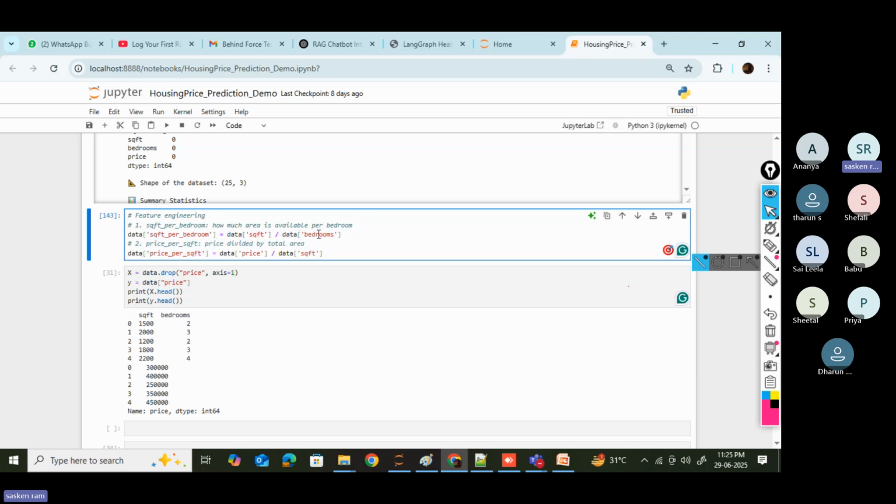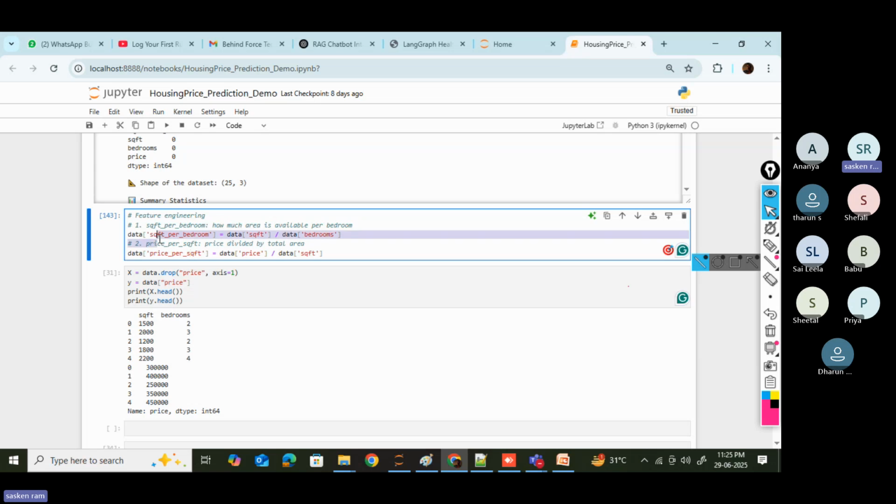In this case, the square feet of a bedroom, if you divide this one, you will get square feet per bedroom, and then you will get price per square feet. So now you got two additional columns. Previously, you were having only two features. Now you included two new features. So in total, now we have four features.